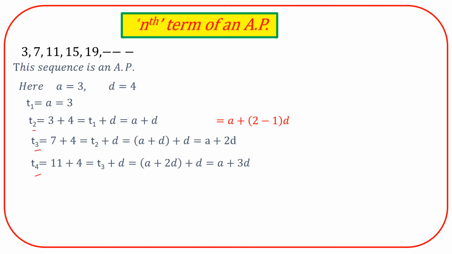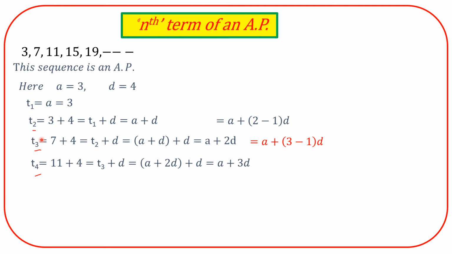2 minus 1 means 1. 1 into D means A plus D, we write in terms of A plus in bracket 2 minus 1 into D. T3 means third term, we write in this way: A plus 2D is equal to A plus in bracket 3 minus 1 into D.